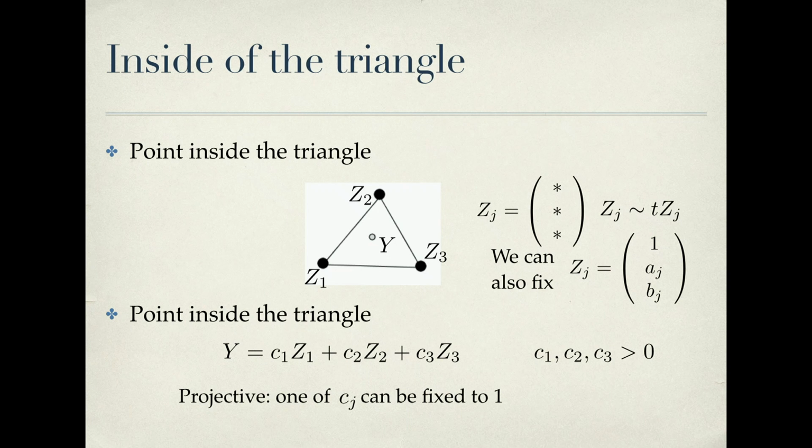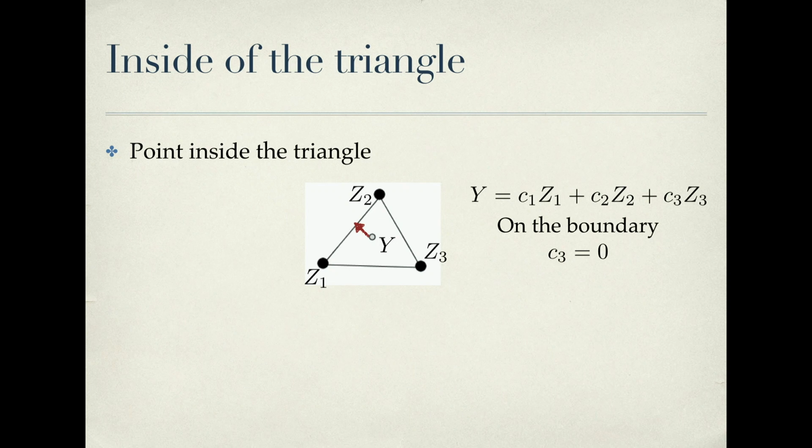Now, because it's projective, there is this relation, I can always fix one of the C's to 1. I can rescale both sides of the equation by some number and nothing changes. The geometry is the same. So that's the nature of projectiveness. So I can, for example, divide both sides by C1. This fixes C1 to 1, and it's the same geometry. So that's the only way the projectiveness enters the game.